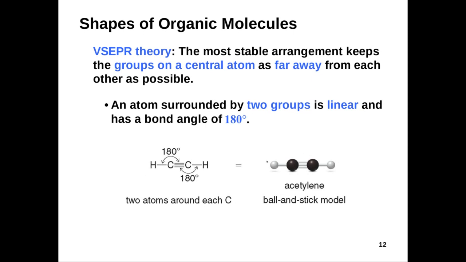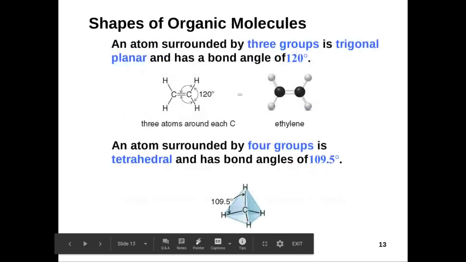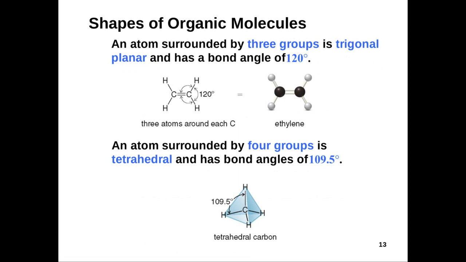And then we can visualize this with a ball and stick model, and it looks very much like this. So, similar things. Now, an atom surrounded by three groups is what we call trigonal planar, and it has a bond angle of 120 degrees. So when we look at our friend ethylene here, we have two carbons, each bound to three distinct groups. And as you can see, the angle between this hydrogen and the carbon here is 120, 120, and 120.